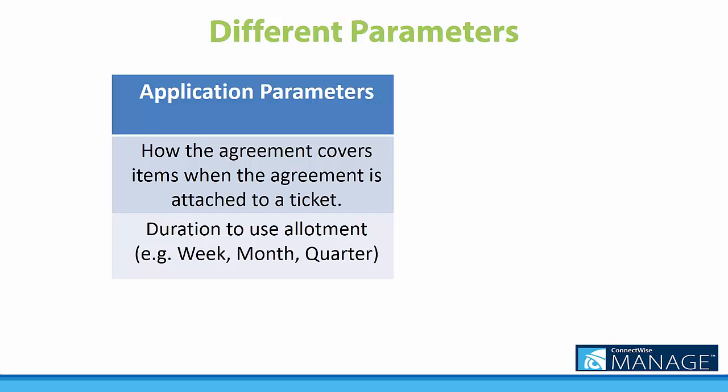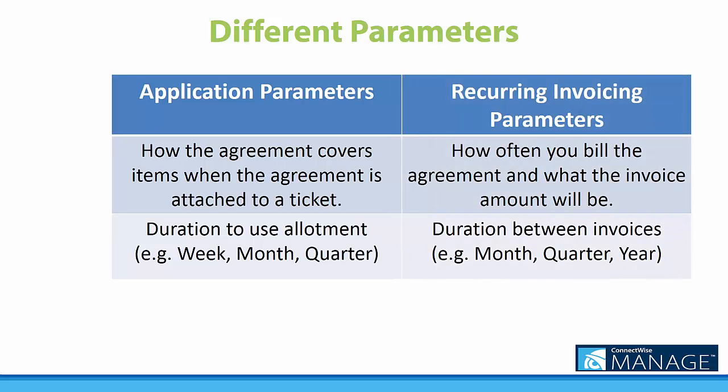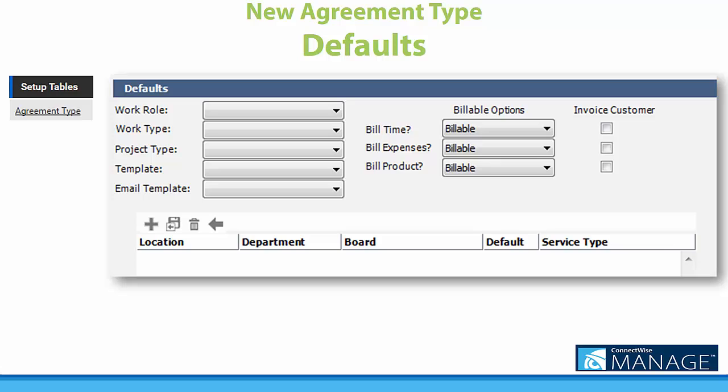Remember, the application parameters define how the agreement covers items when the agreement is attached to a ticket and the duration the customer has to use their allotment. The recurring invoicing parameters define how often you send a bill for those agreed upon rates and the duration between invoices. Now we move to the default section.